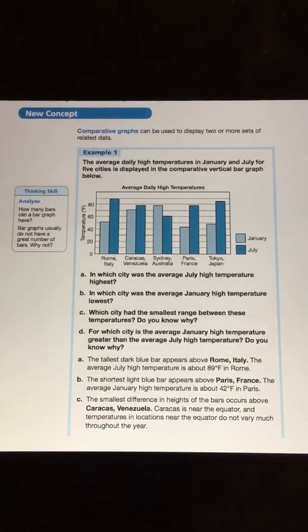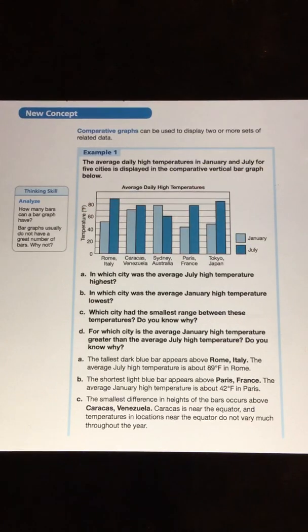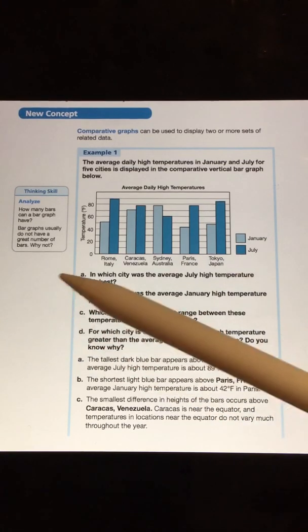Comparative graphs display two or more sets of related data. First thing I want us to focus on is this thinking skill. I want us to analyze: how many bars can you have in a bar graph? Well, you can have numerous bars in a bar graph. Bar graphs usually do not have a great number of bars. Why do you think that is?